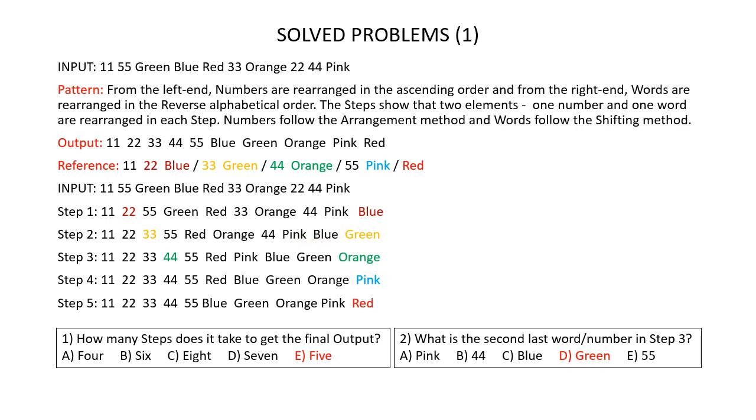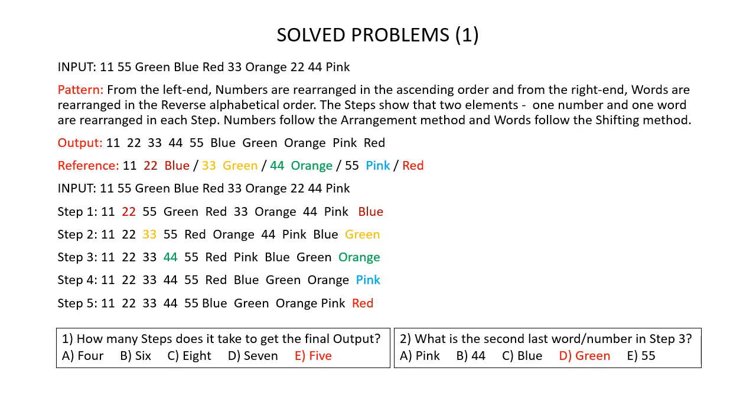Now for step 3, use the next set in the reference, which is 44 and orange. So in step 3, write 11, 22 and 33 in the first, second and third positions from the left end. Write 44 in the fourth position from the left end. Write orange at the extreme right end in step 3. The rest of the elements of step 2 are written in the same order as in step 2.